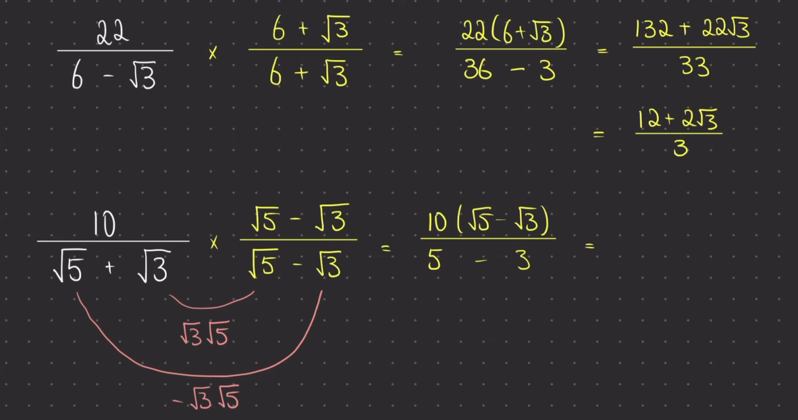So on top, I'll have 10 root 5 minus 10 root 3, and the denominator will just be 2. I can now simplify this because there is a factor of 2 on the top and the bottom, leaving me with this expression here.